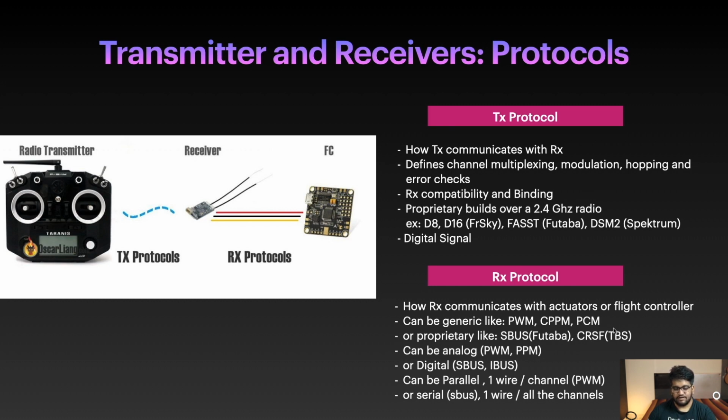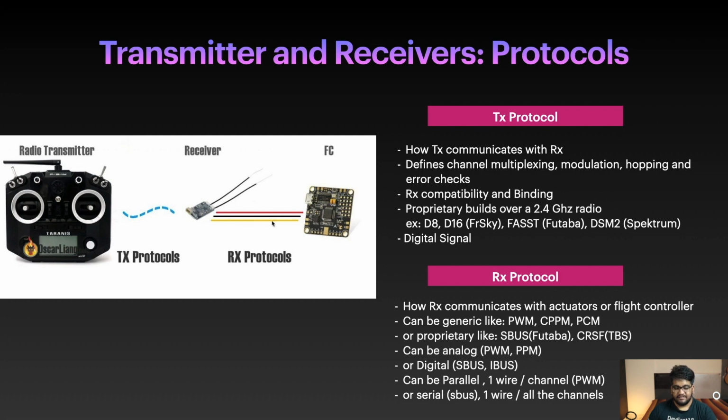It can also talk on an analog signal, like PWM and PPM are analog in nature. They are not digital signals. They are not zeros and ones. They are actually analog waves which are sent out and interpreted by the flight controller. But it can also be digital, like S-Bus and I-Bus. These are protocols which are based on zeros and ones. So digital is of course a better, more reliable signal.